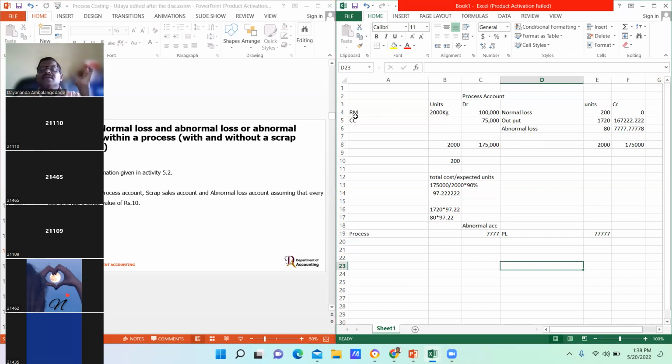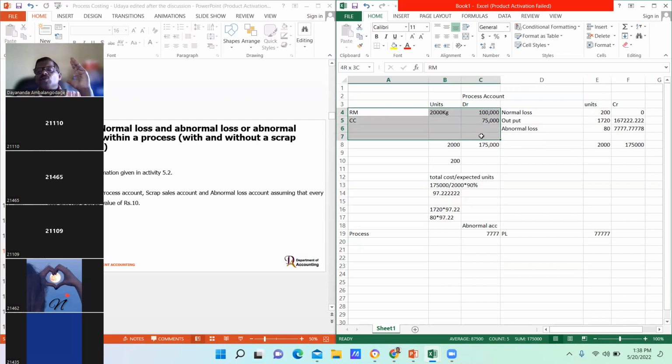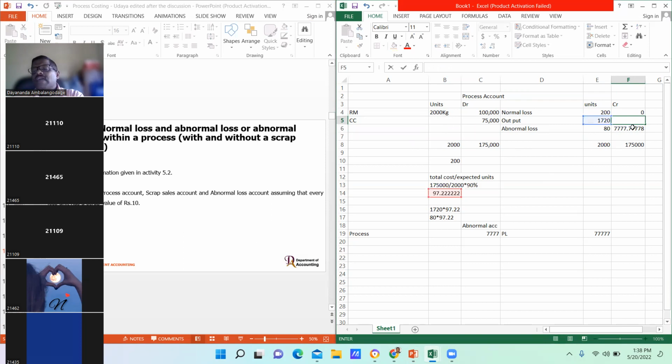Of course, since the 5.2 information is correct, there is no change in this part, and there is no change in this part also. But the values will vary. That is the only thing. So what is our question? Our question is, what is the value here? With this new information, normal loss and abnormal loss, whatever the losses incurred, have a unit value of 10 rupees.